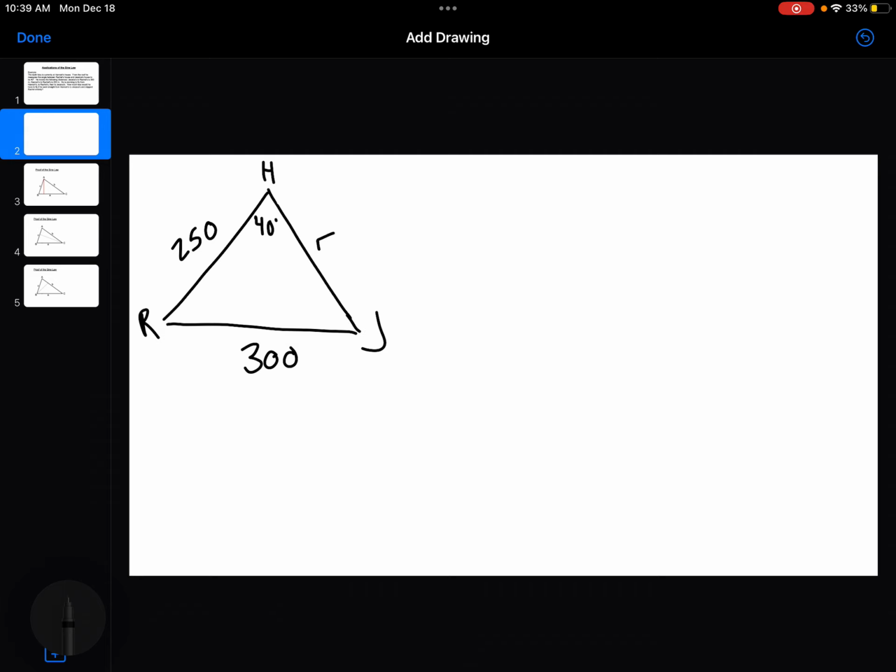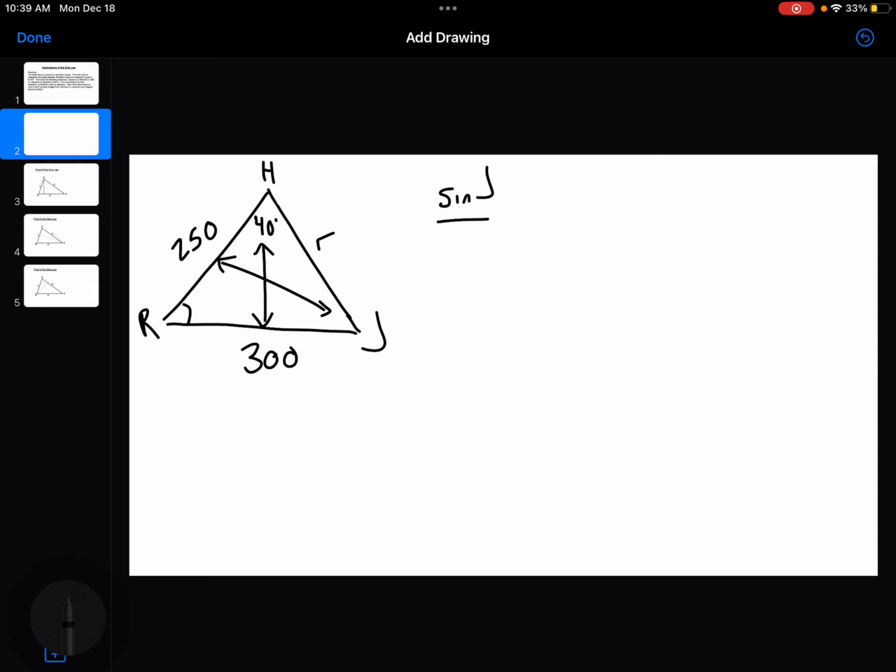But to find R, we actually need to know angle R. To find angle R, the only thing we're given is this information and this. So we're going to need to find angle J. Then we can do 180 minus H and J to find R. And then we can use Sine Law again to find out side R. So when we start, we want to find angle J.